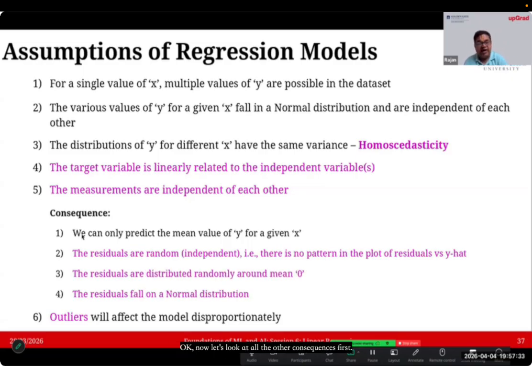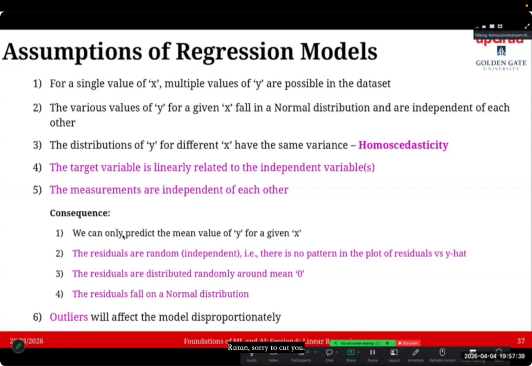Okay. Now let's look at all the other consequences. There's no line. First, there's no line. Rajan, sorry to cut you. Yeah, just a quick question.